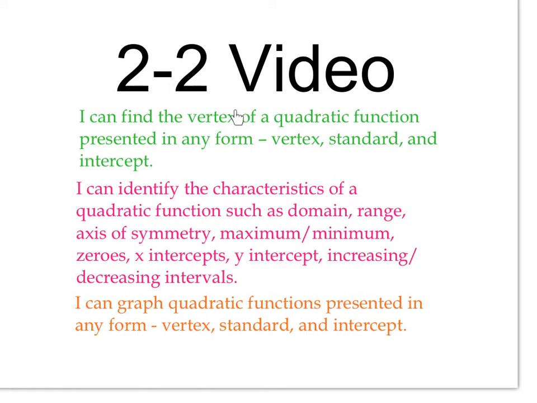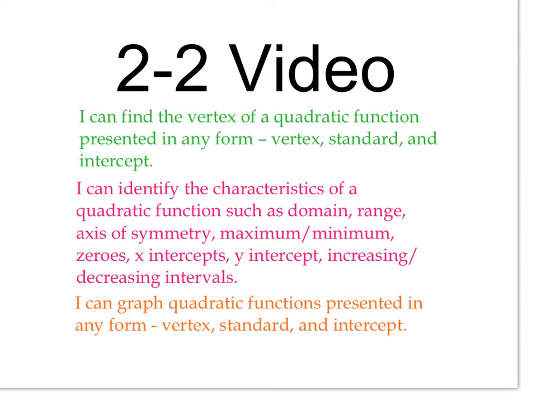Our video on the graphs of quadratic functions. So here are our learning targets. I can find the vertex of a quadratic function. I can identify the characteristics of a quadratic function, such as domain, range, axis of symmetry, max, min, zeros, all those things, and I can graph a quadratic function presented in any form. Three forms of a quadratic function are vertex, standard, and intercept form.